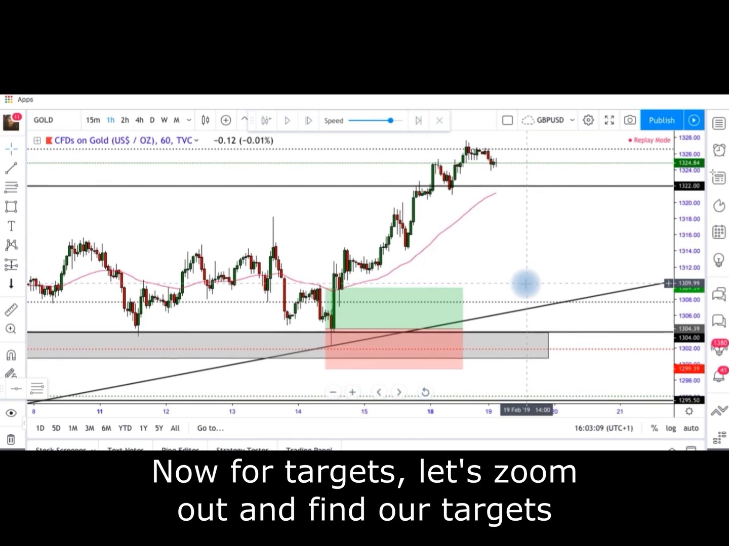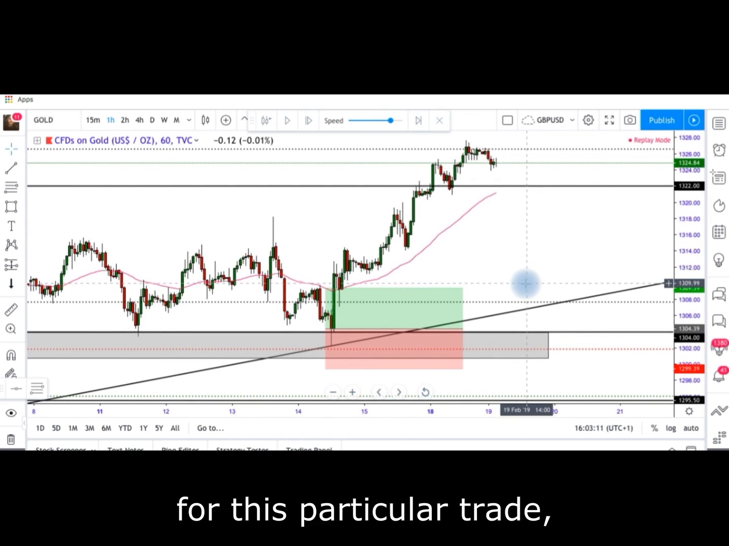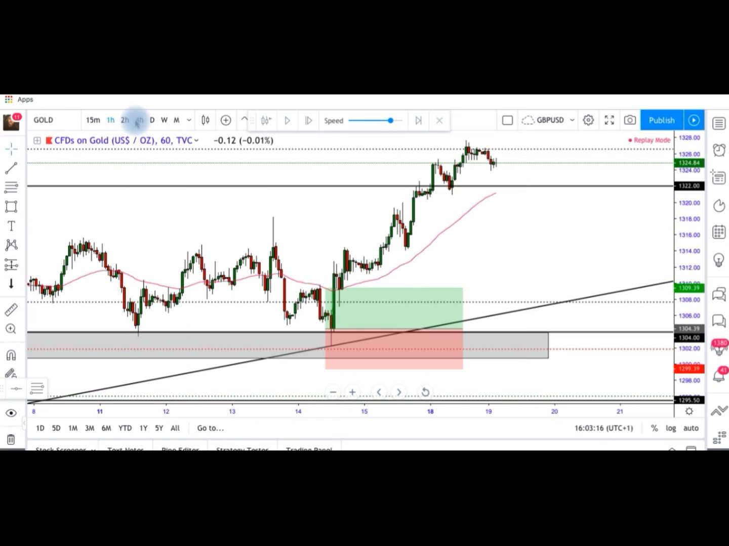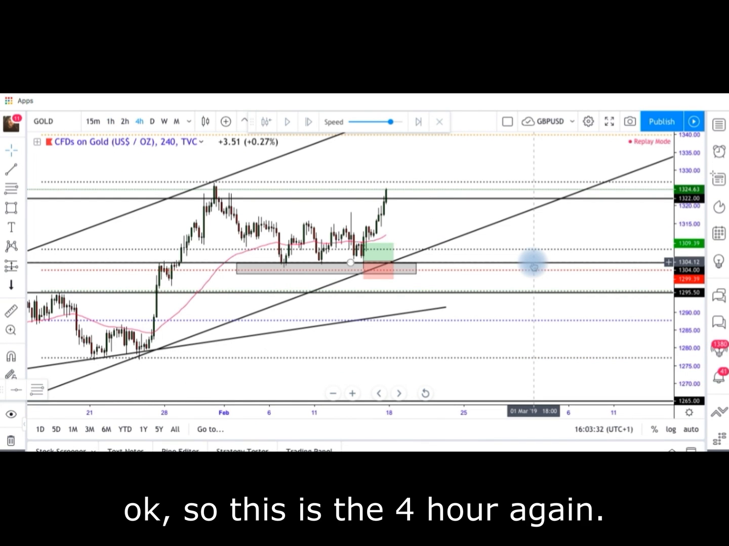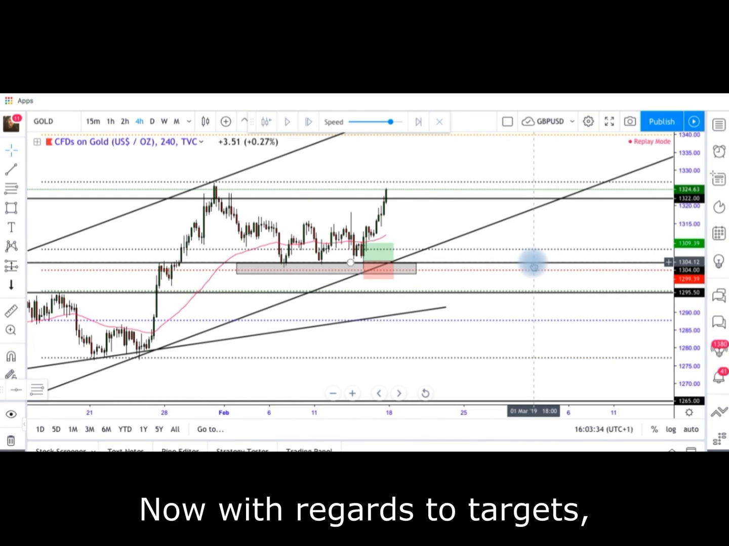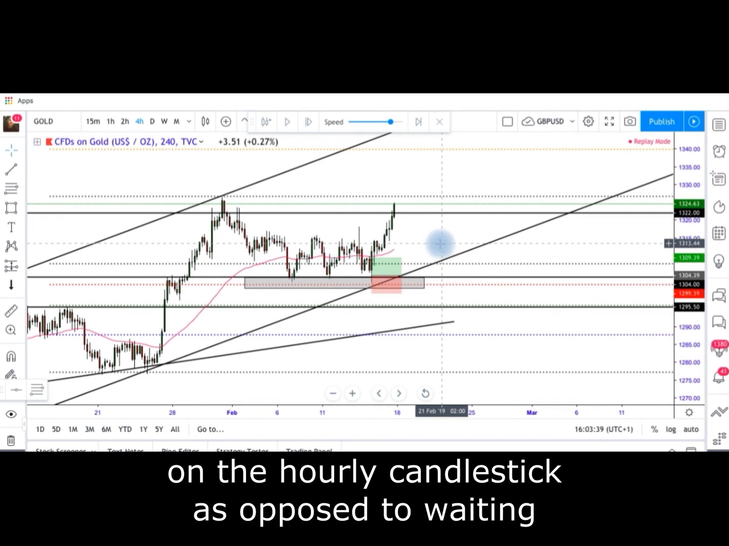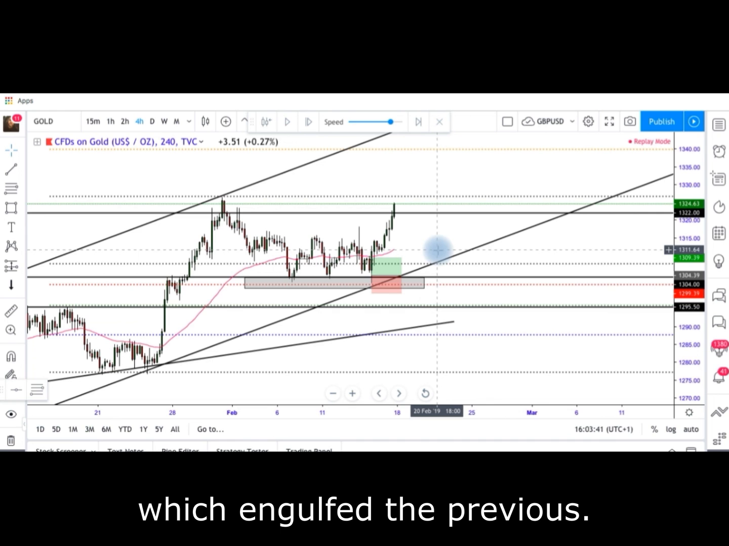Now for targets, let's zoom out and find our targets for this particular trade because it'd be easier to see it on a higher time frame. Okay, so this is the 4 hour again. Now, with regards to targets, you can quite clearly see that we've got a much better entry on the hourly candlestick as opposed to waiting for this 4 hour candle here which engulfed the previous.